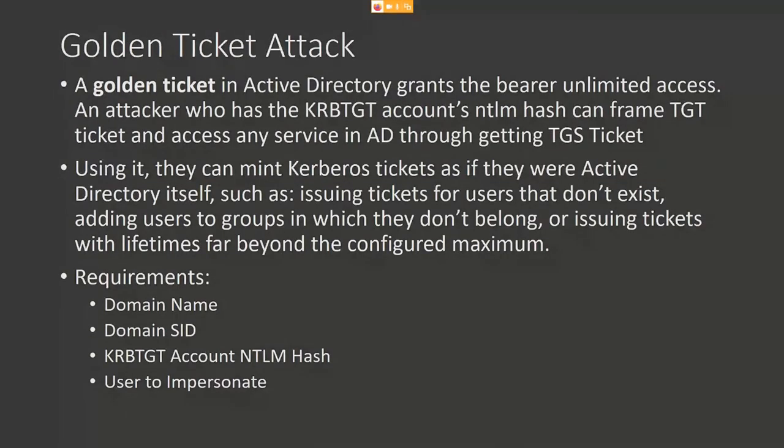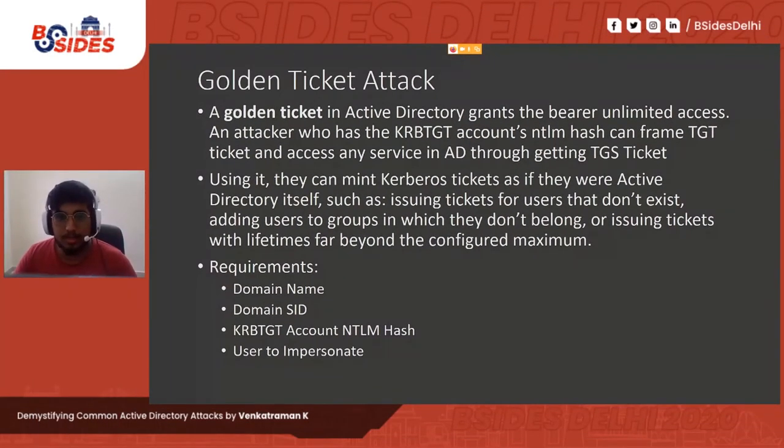Let's now move on to Golden Ticket. The Golden Ticket attack, as the name specifies, provides you complete and unlimited access over the domain controller. An attacker who has the credentials or the NTLM hash of the KRBTGT account can forge the TGT and access any service in the AD. Possible ways of exploiting this are issuing tickets for users that don't exist, adding users to groups in which they don't belong, or issuing tickets with lifetime access.